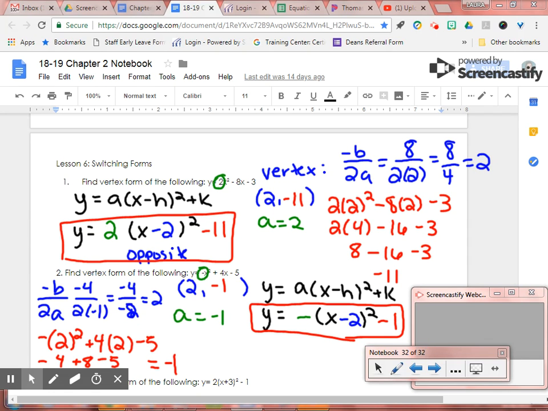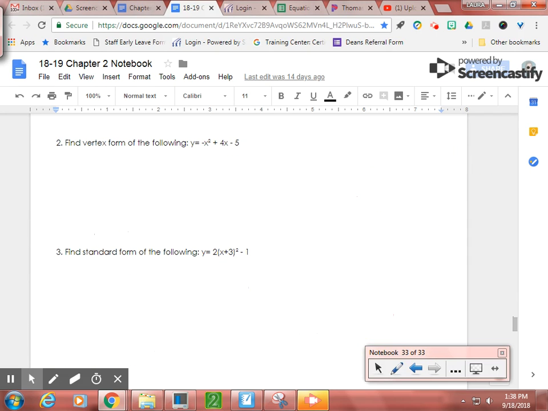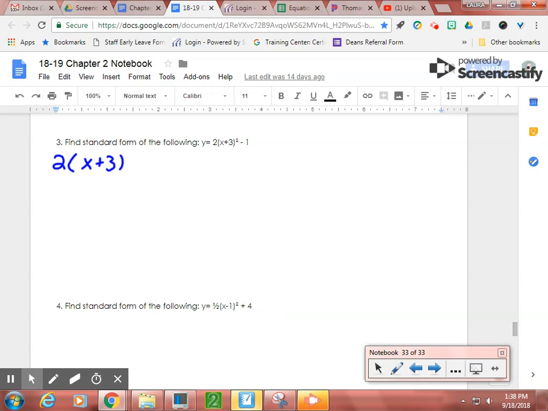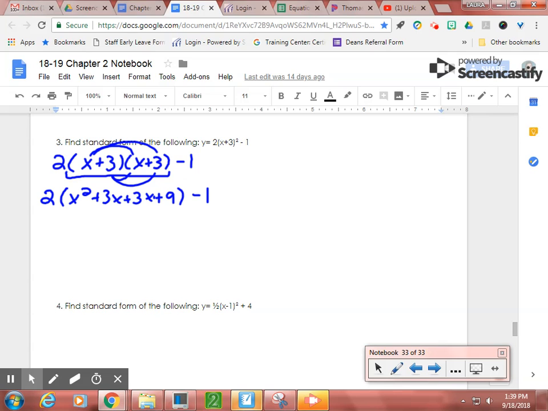Okay, so now we're going to switch forms the other direction. So now we're going to go from having vertex form to turning it into standard form. So what we need to do is FOIL this all the way out. So you're starting with this, and when you have x plus 3 squared, really what you're saying is x plus 3 times x plus 3. So now I need to FOIL all these together. So leave your 2 outside, and you're going to get x squared from this, then plus 3x plus 3x plus 9 minus 1. Combine your like terms. So I have x squared plus 6x plus 9 minus 1.